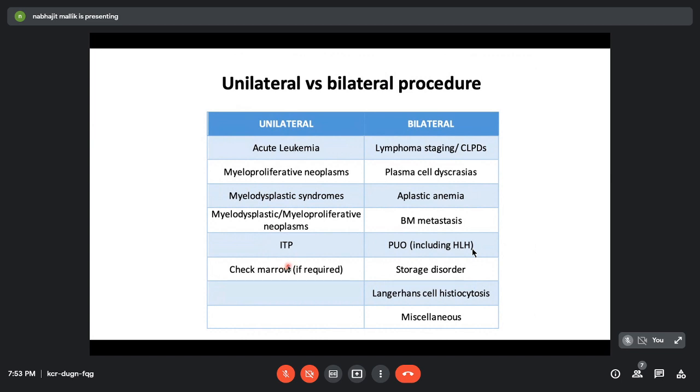So, in our setting, what we follow is that for acute leukemias, myeloproliferative neoplasms, MDSs, ITPs, and any marrows which we are doing to assess the disease status, for example, acute leukemia follow-up marrows or any lymphoma follow-up marrows, CLPD follow-up marrows, we are usually doing a unilateral bone marrow examination. However, for lymphomas or plasma cell dyscrasias, aplastic anemias, any suspected metastases, any pyrexia of unknown origin, including HLH, any storage disorders, any Langerhans cell histiocytosis, in all these cases, the infiltration might be patchy and might not involve the entire bone marrow together. So it is better to do a bilateral in such cases.